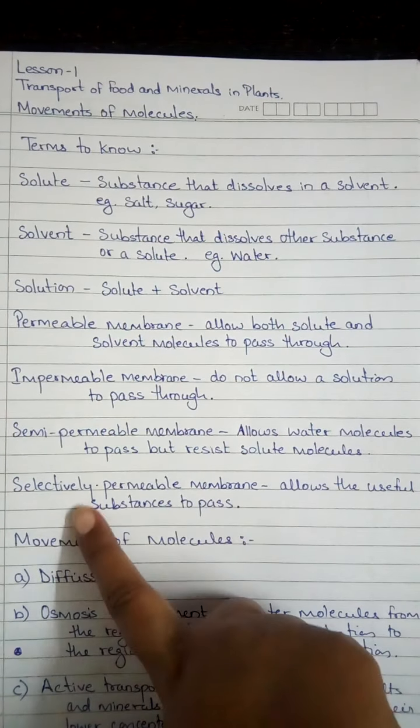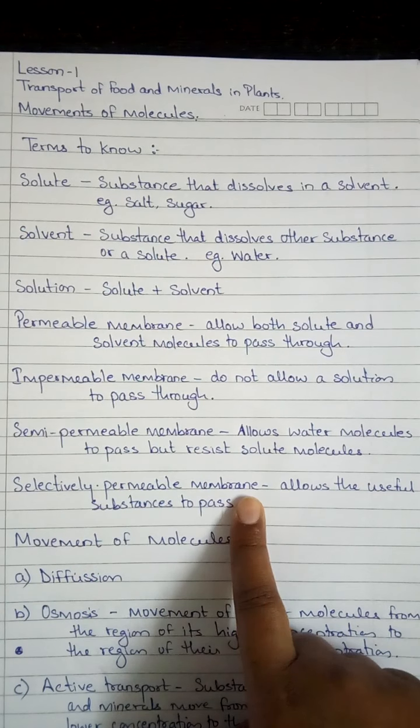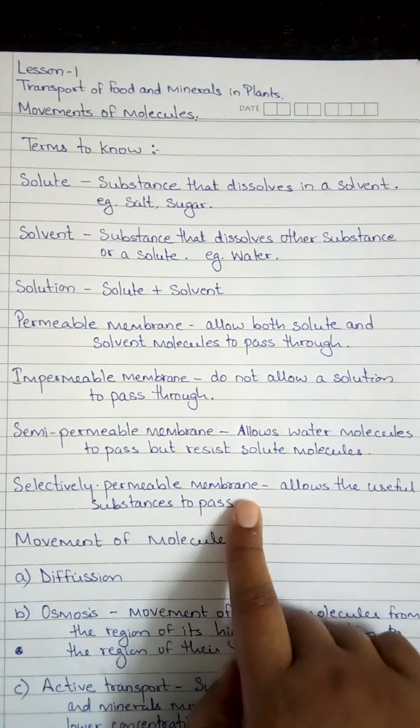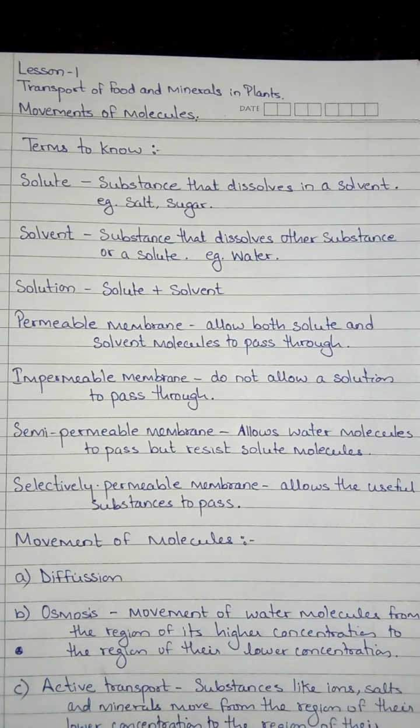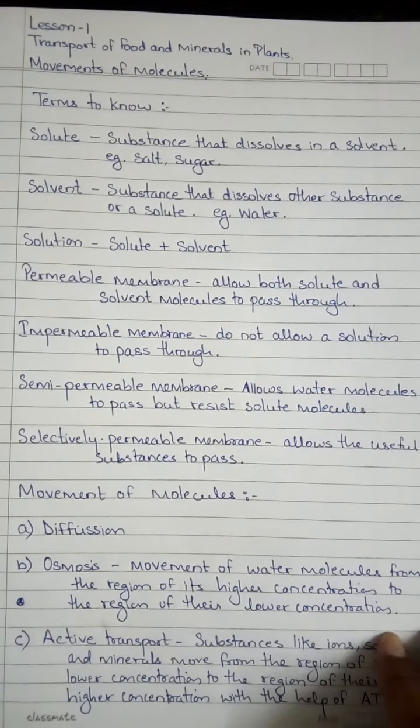The next one is selectively permeable membrane. Selectively permeable membrane, this we can see in the cell membrane of a plant. Okay, cell membrane of a plant, it will allow only the useful substances to pass inside. It will not allow everything to pass. So they are very selective. They pass only the useful substances. They will not allow the harmful substances to pass through. So they help the cells in this manner.